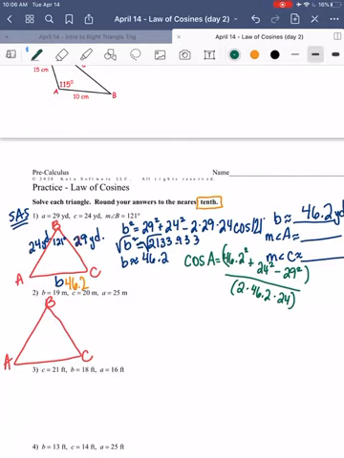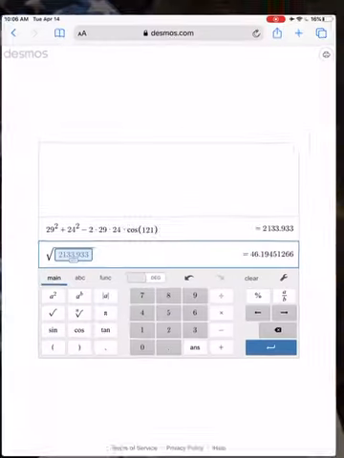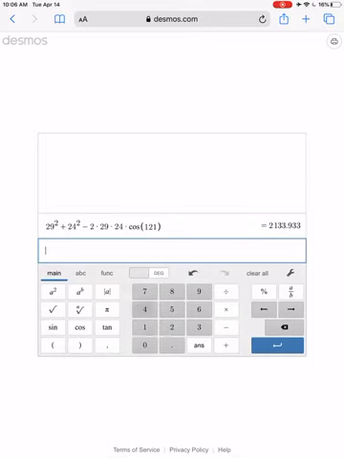Sorry, I'm writing it down so I don't forget. I should have done this already and I forgot. All right, thank you for your patience. Okay, so let's type it in.